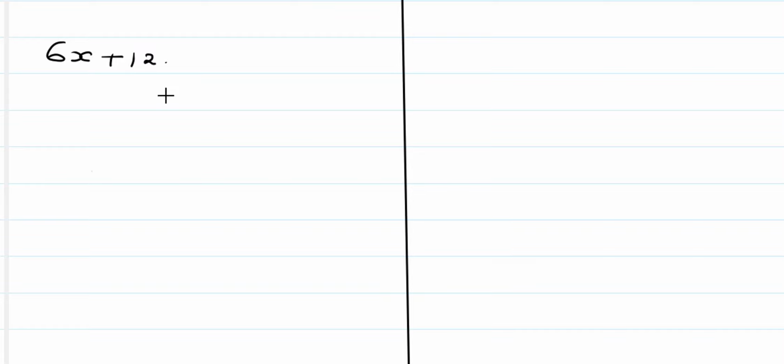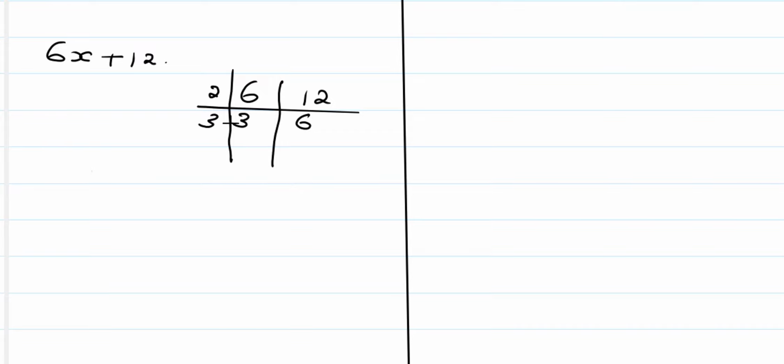The first step is to find a number that can divide 6 and 12 without any remainder. In this case, I take 6 and 12, and start dividing both of them by 2 because they are divisible by 2. So 6 divided by 2 is 3, and 12 divided by 2 is 6. Is there another number which can divide 3 and 6 without any remainder? Yes, 3, because 3 divided by 3 is 1, and 6 divided by 3 is 2.